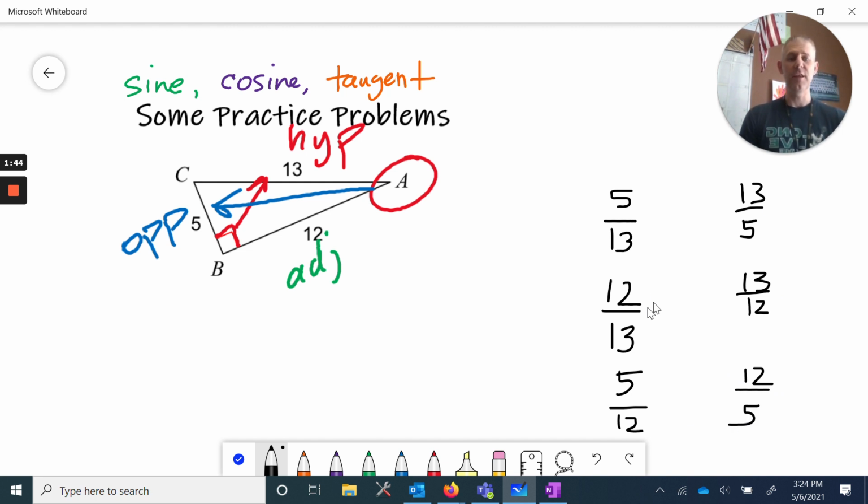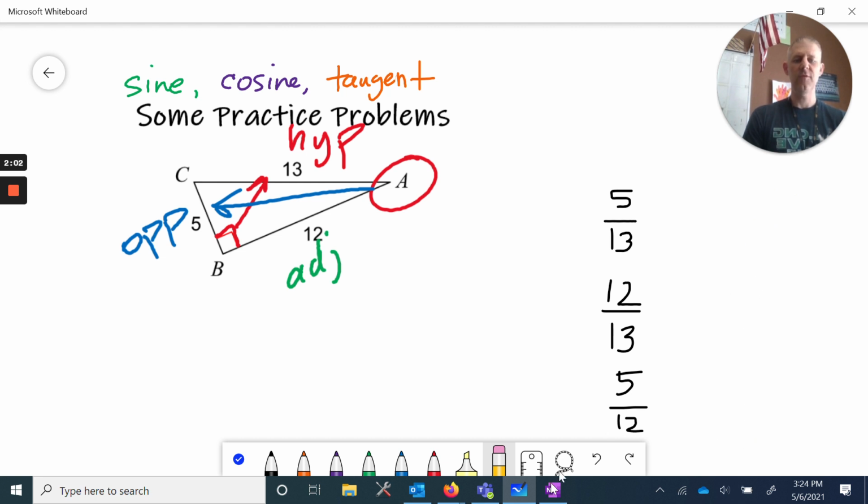And not coincidentally, there are actually 6 trigonometric ratios. Trigonometry means measure of triangles. There's a special name for each one of these. In this video, we're really just going to focus on these first 3. So I'm going to erase these. And they have special names. They're called sine, cosine, and tangent.